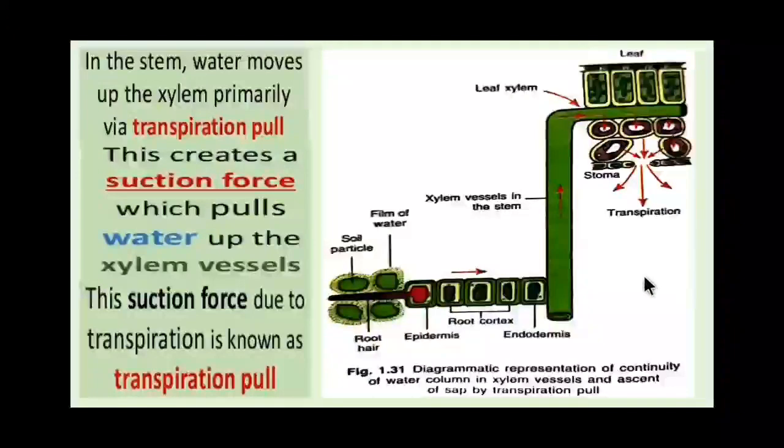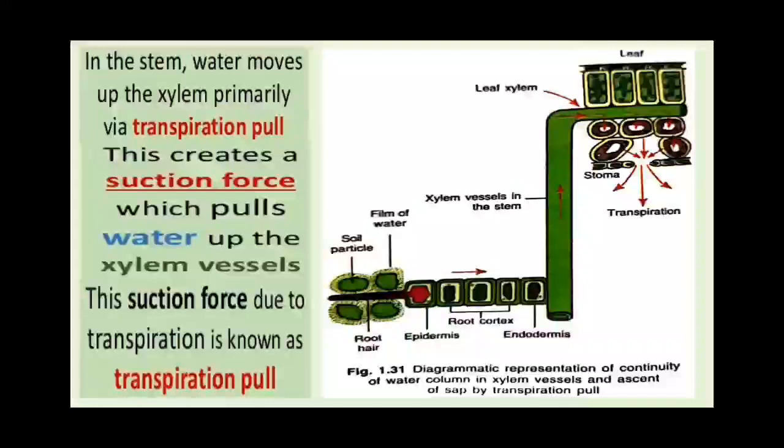Now the pressure at the top of the xylem vessel in the leaf is lower, whereas the pressure at the bottom of the xylem vessel remains high, and due to this water flows up the xylem vessel into the leaves. Now how is this pressure at the top of the xylem vessel reduced? This pressure at the top of the xylem vessel is reduced due to transpiration.